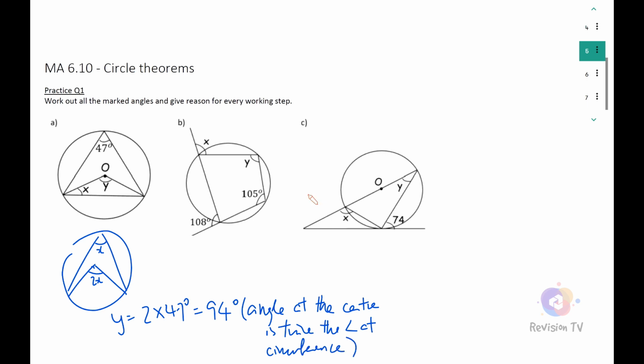Now, what about the value of x? Hopefully you do notice these two are radii, so they will be equal in length. So that's an isosceles triangle. In an isosceles triangle, the base angles are the same, so that also is x. If we know y is 94 degree, we can do 180 degree minus 94 degree, which is 86 degree. You can say angles in a triangle add up to 180 degree, but angles in triangle is usually sufficient. So x equals 86 divided by 2, which is 43 degree.